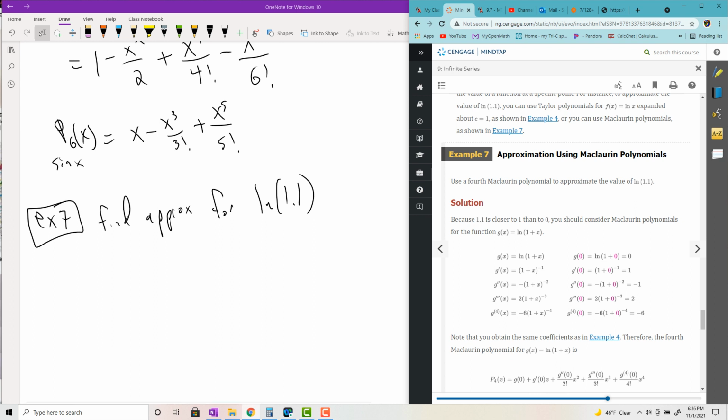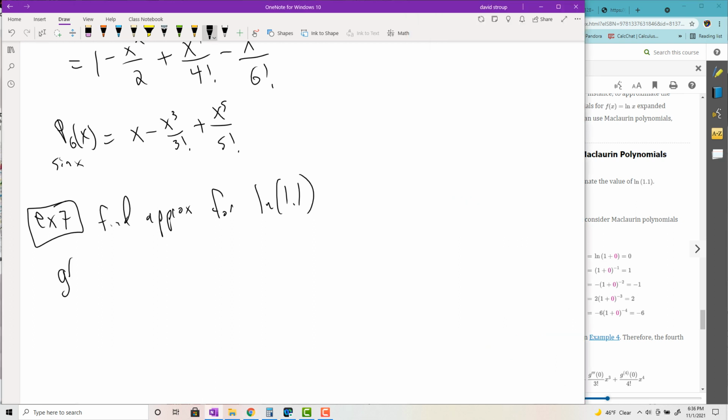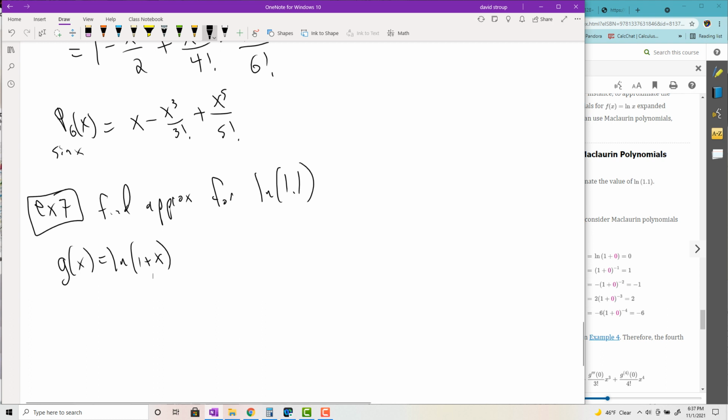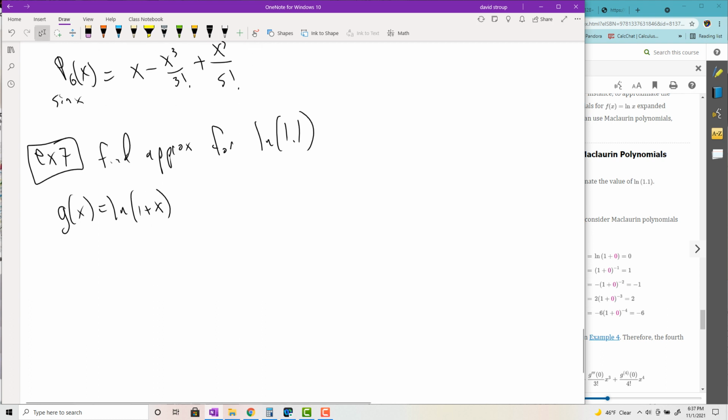And it even says in their solution you should consider a different Maclaurin. So to get around the issue that it's so far away from the center, what they do is use the function g of x equals ln of 1 plus x. Otherwise, this thing will be way off. So yeah, let's use that. They want a 4th degree Maclaurin.